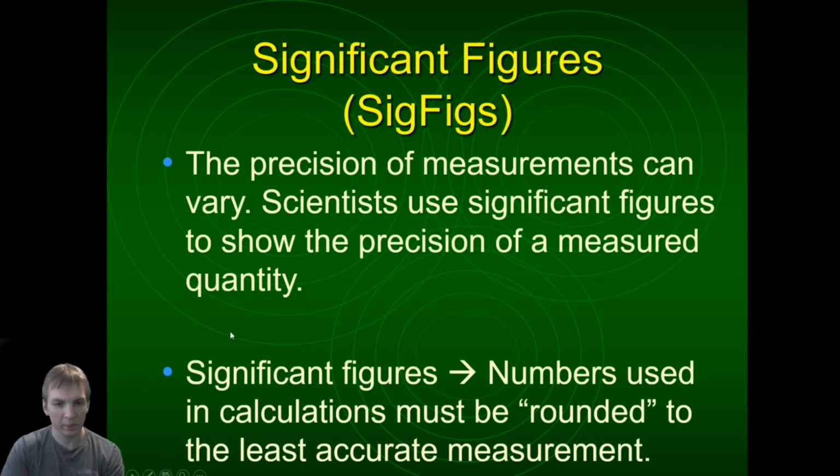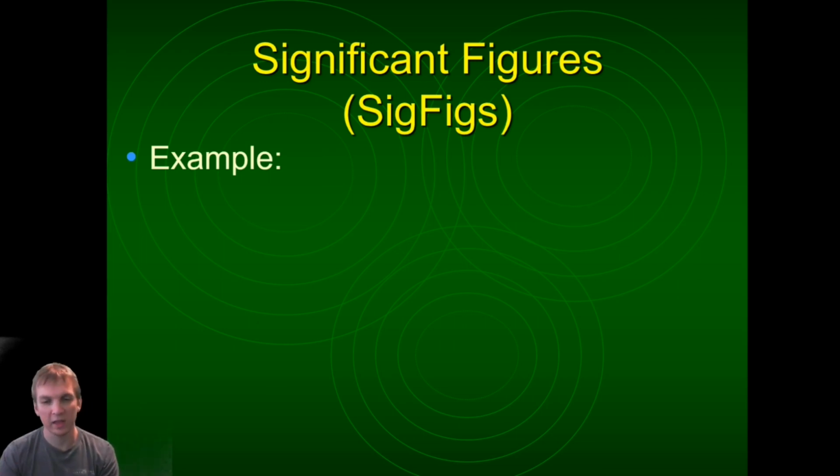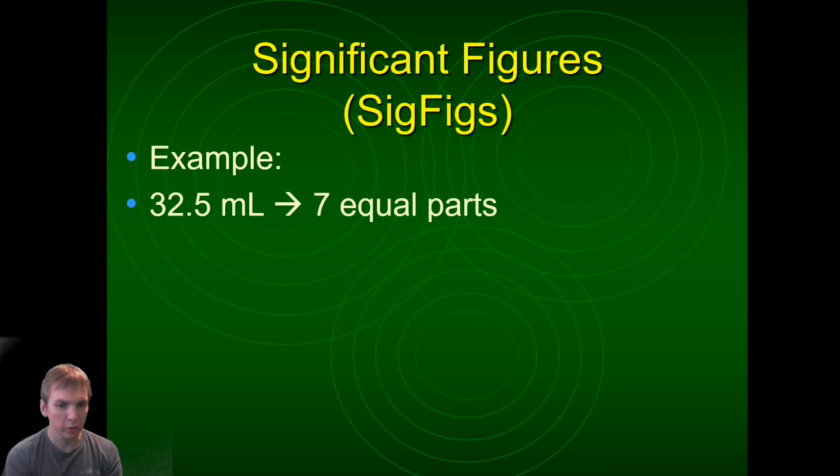All right, here's an example of a situation where we have significant figures. So let's say there's a guy who works in a lab and he just started, and his boss tells him, I need you to take a sample of liquid in this flask and I need you to divide it exactly into 7 parts. So there's 32.5 milliliters in this sample, and I need you to try your best to give me a number and tell me how much does each part have if we divide it into 7 equal parts.